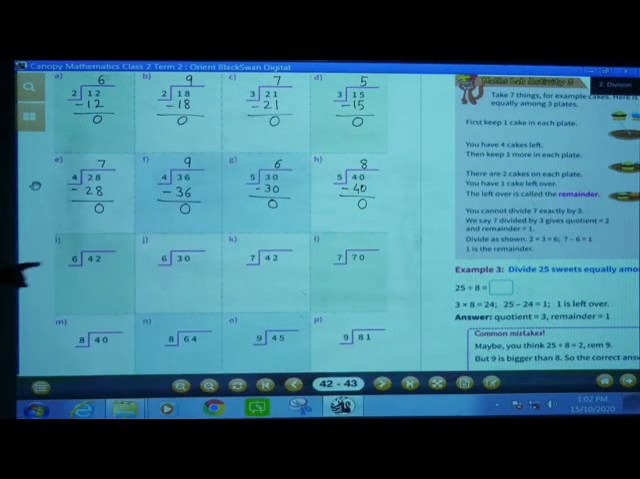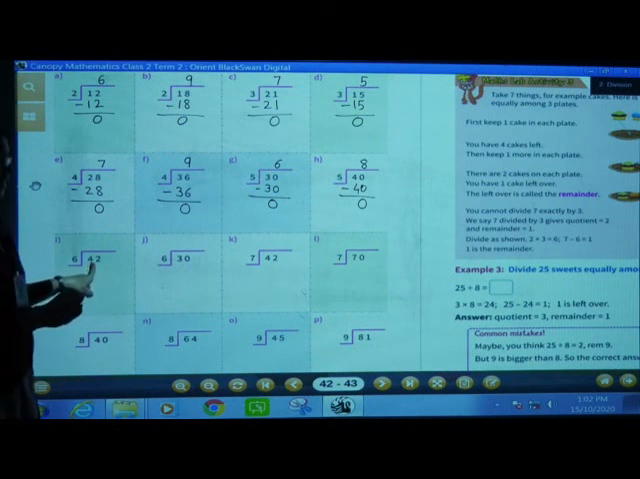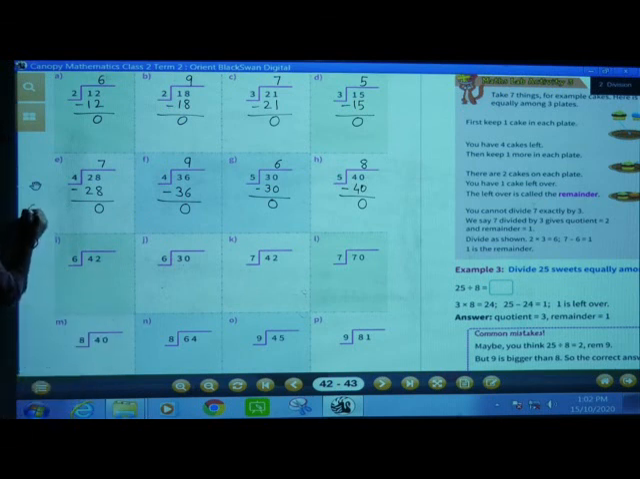Next, 42 divided by 6. 42 is the dividend, 6 is the divisor. We have to say table of 6 till we reach 42. 6 ones are 6, 6 twos are 12, 6 threes are 18, 6 fours are 24, 6 fives are 30, 6 sixes are 36, 6 sevens are 42.